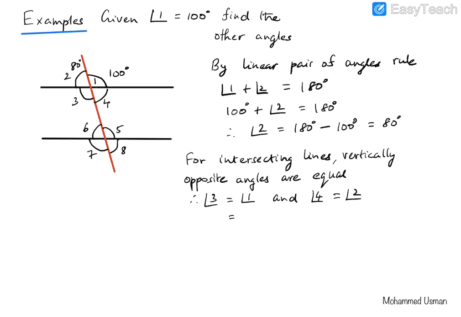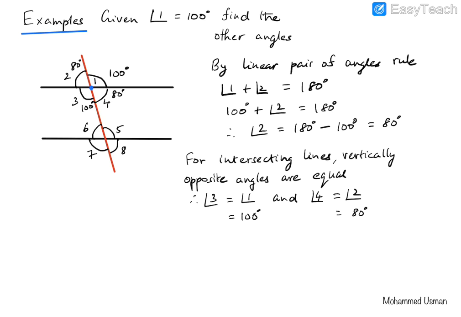So angle 3, which is equal to angle 1, that means angle 1 is 100 degrees, so angle 3 will also be 100 degrees, and angle 4 is equal to angle 2, so that means it is going to be the same as angle 2, which is 80 degrees. So we have now all the four angles around the first intersection point of the first line, which are marked in blue.